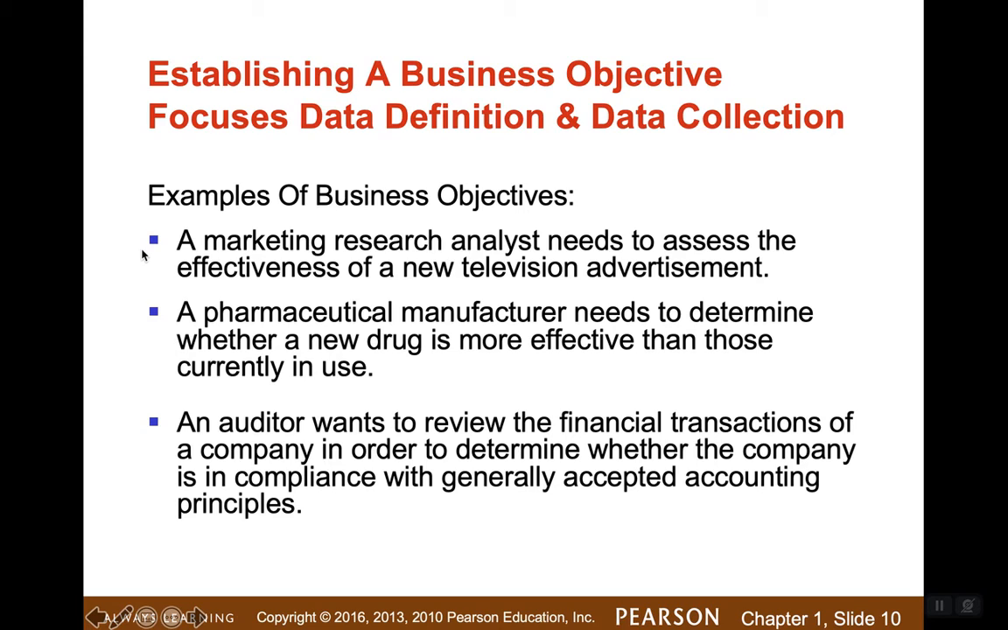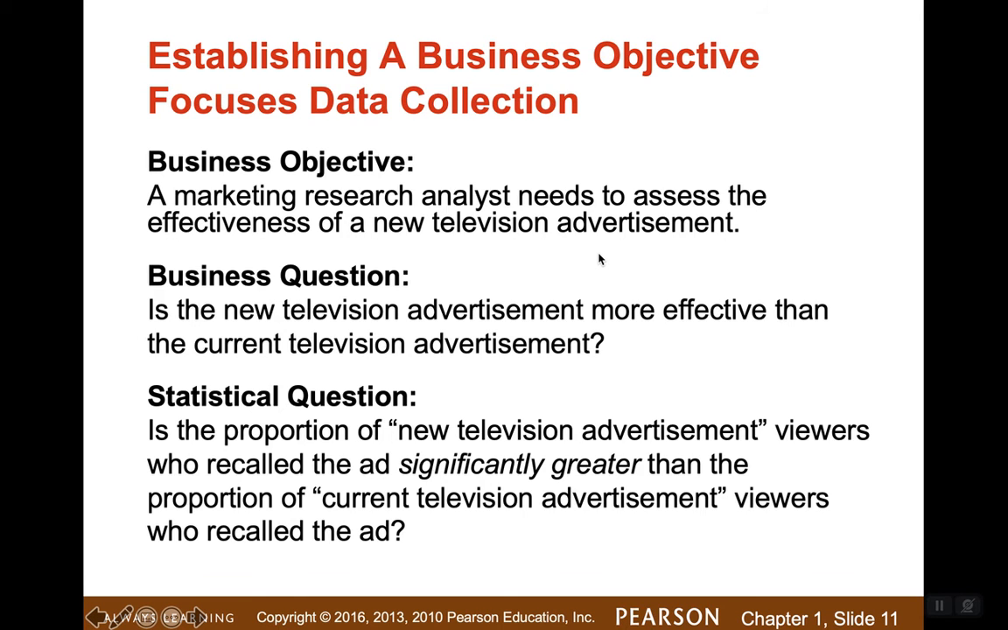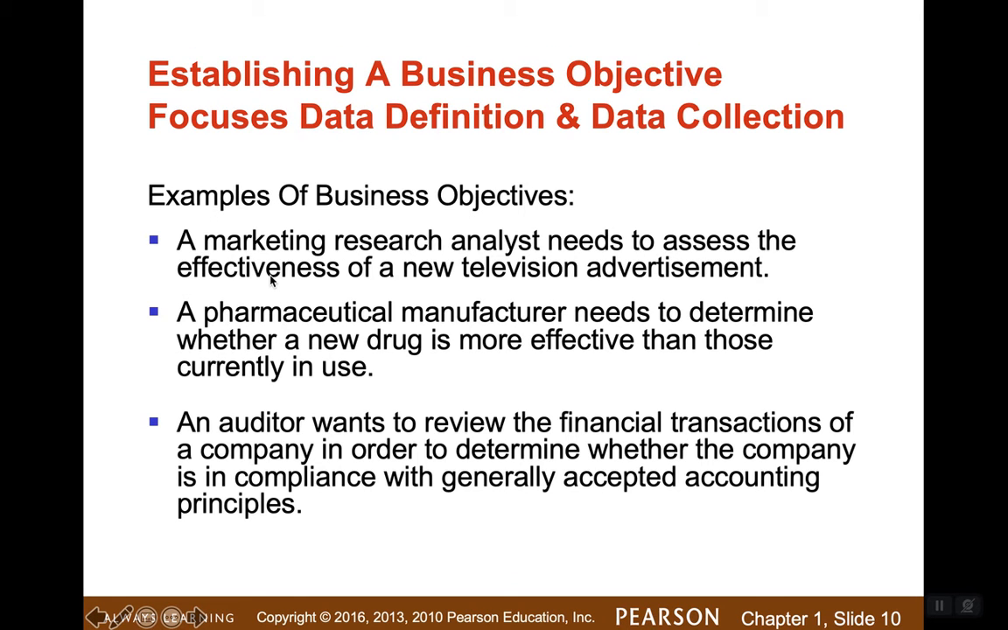Some examples of business objectives. A marketing research analyst needs to assess the effectiveness of a new television advertisement. Our objective is to assess the effectiveness. It's a little vague, but we have an idea of what that means. A pharmaceutical manufacturer needs to determine whether a new drug is more effective than those currently in use.